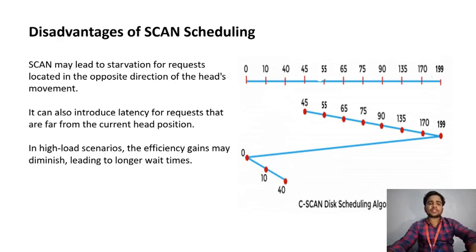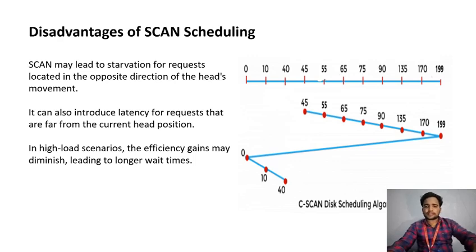Disadvantages of SCAN scheduling. SCAN may lead to starvation for requests located in the opposite direction of the head's movement. It can also introduce latency for requests that are far from the current head position. In high load scenarios, the efficiency gains may diminish, leading to longer wait times.